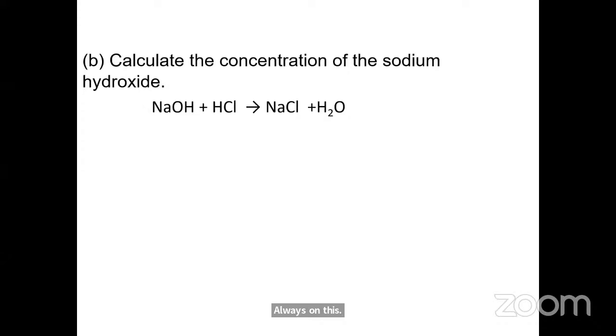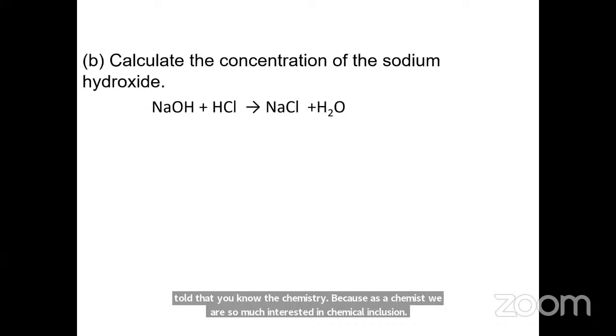As a chemist, what is important to us is not stories, but show us what happens when A and B react. Show us in just a single line by the use of a chemical equation. Nobody will deny you the mark. If you are asked to answer a question and you put a chemical equation to show that, yes, this is what happens, it shows that you know the chemistry. Because as a chemist, we are so much interested in chemical equations. It says it all, that this is what is happening.